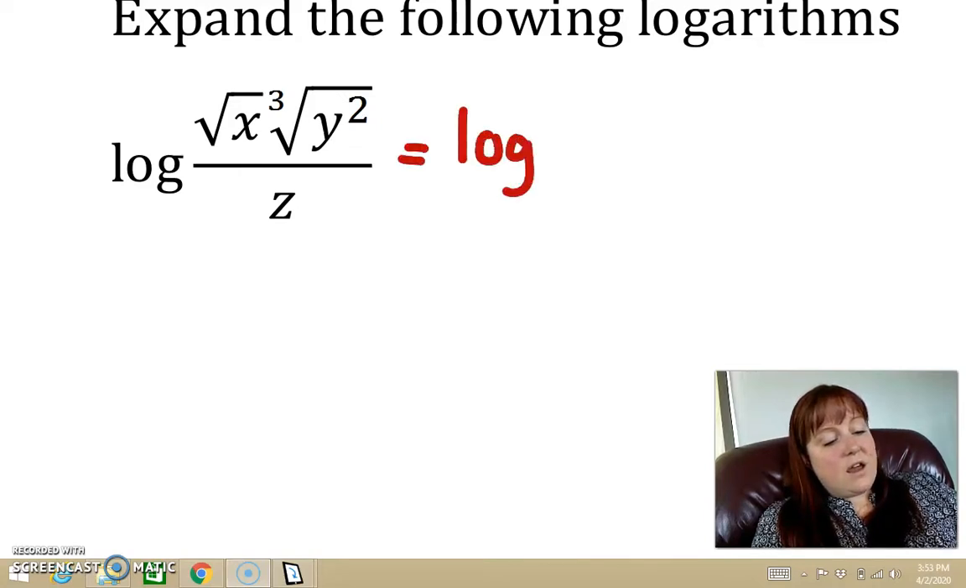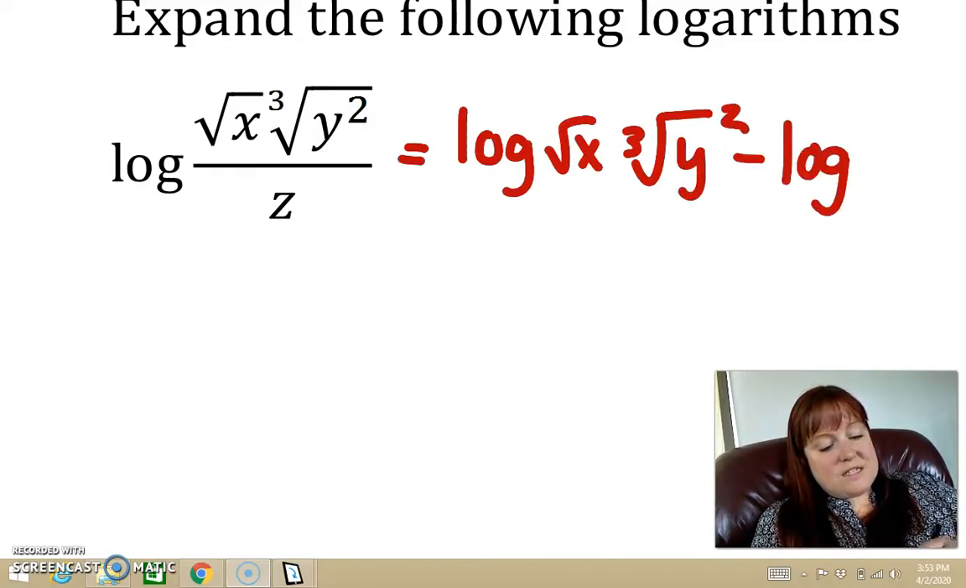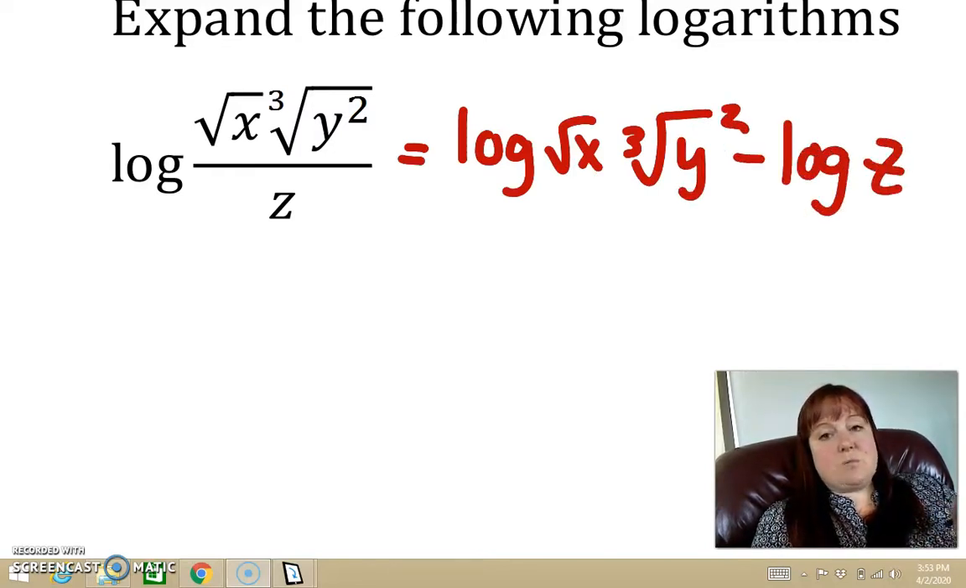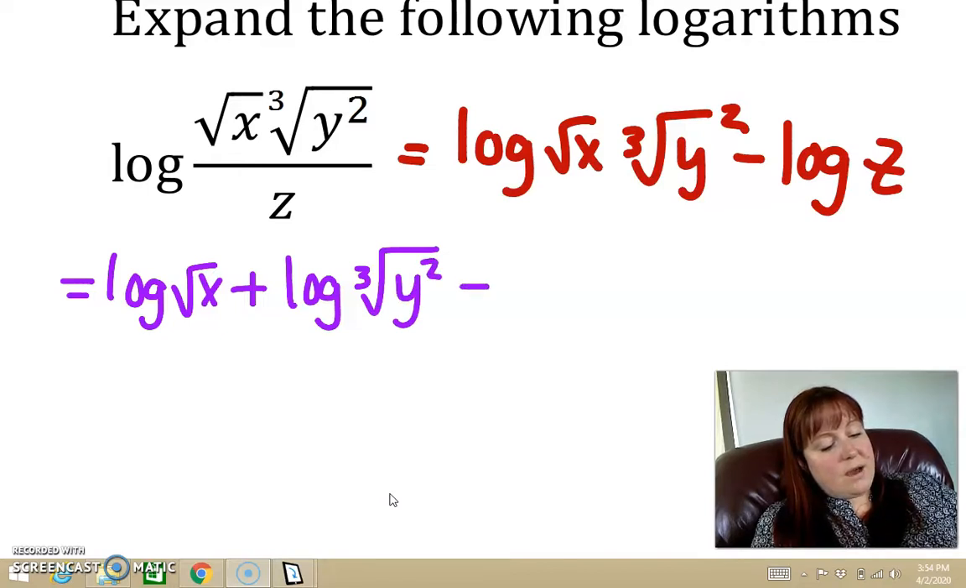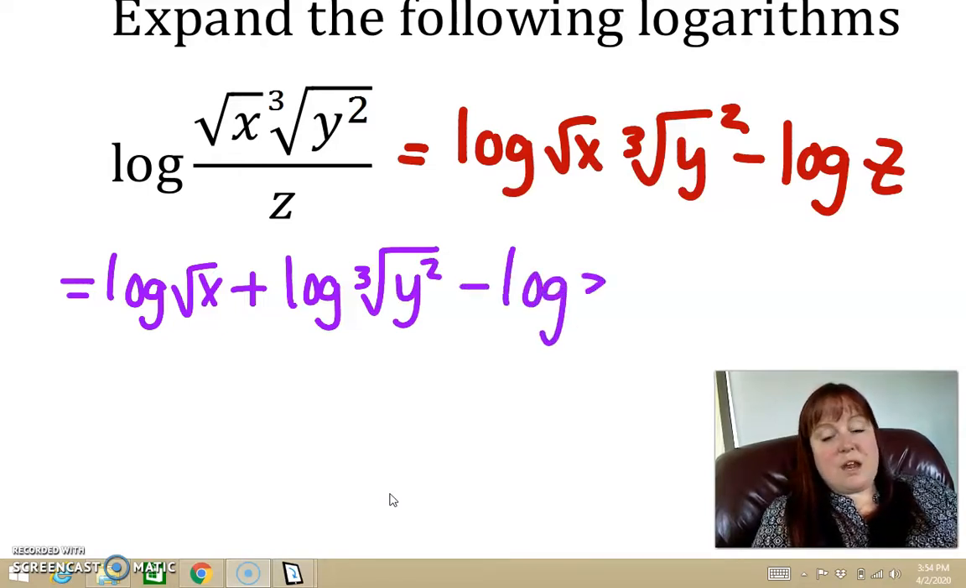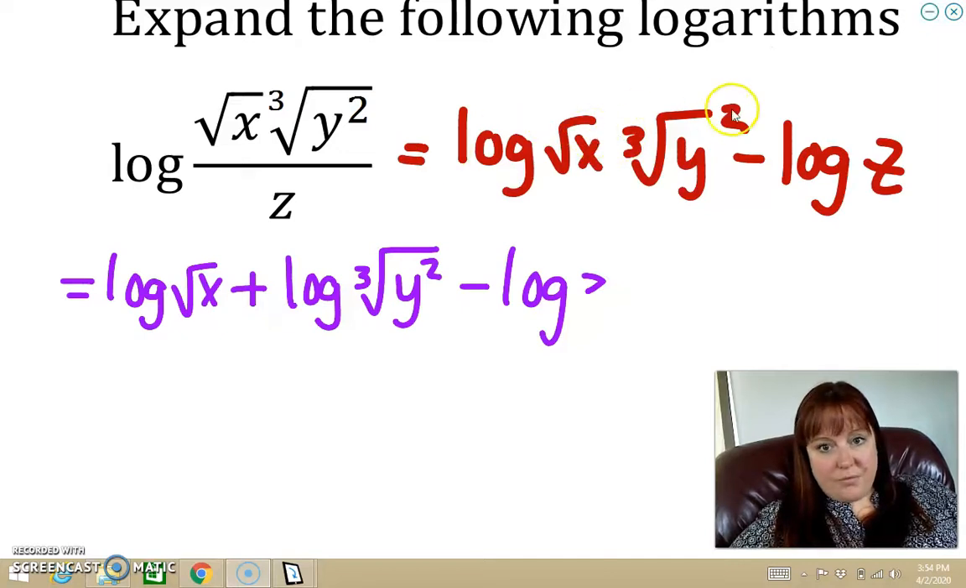So I have log of root x cubed root of y squared minus log of z, because I use the quotient rule to split. I subtract the log of the top minus the log of the bottom. Okay. So then I can use the product rule, because I see that I have a product right here. So let's split that one as well. So this equals log of square root of x plus log of cube root of y squared minus log of z, because I just split up this one right here.